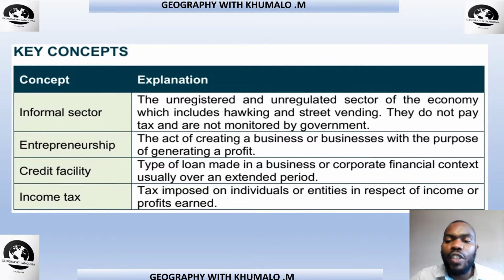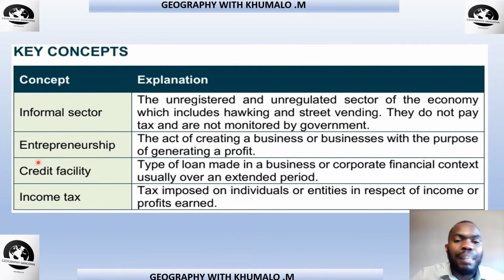Now, let's look at the concepts that are very important in this topic. The concepts that are very important for this topic will be the informal sector. What is an informal sector? The unregistered or unregulated sector of the economy, which includes hawking and street vendors. They do not pay tax and are not monitored by the government. So those are unregistered businesses that do not pay tax to the government. That is an informal sector.